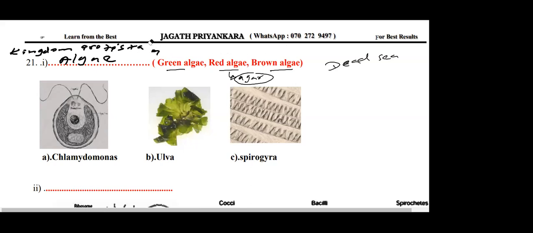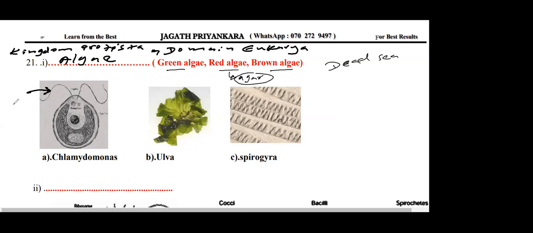Domain Eukarya. So for any group you should know to which domain they belong and to which kingdom they belong. That is very, very important. These are the areas where you can get questions. Domain Eukarya, Kingdom Protista, algae. So in this Chlamydomonas, please label, this is called flagella.